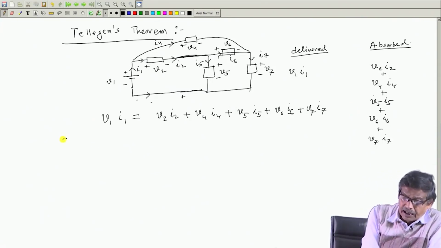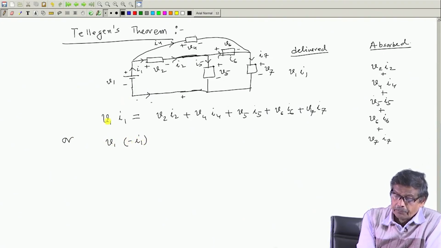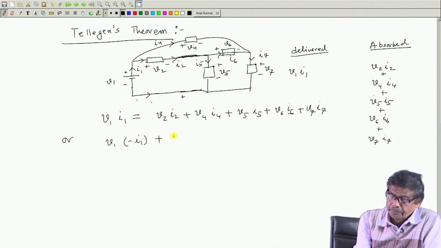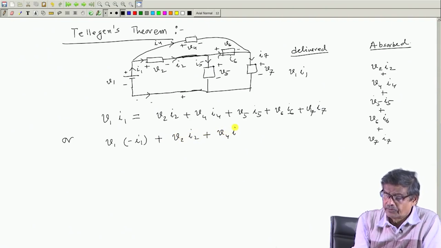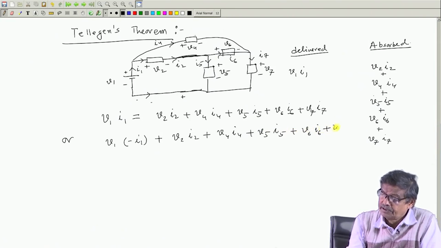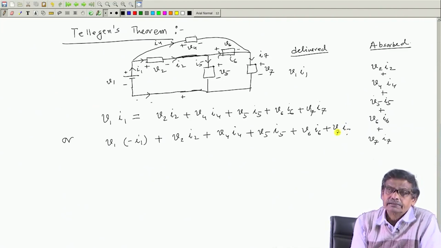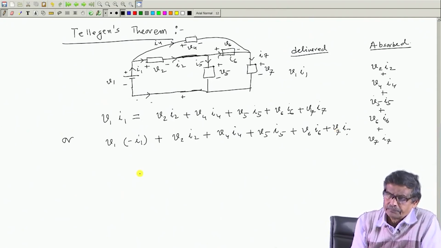Now, this equation I could also write like this: V1 minus I1, I will bring this term to the right, plus V2 I2 plus V4 I4 plus V5 I5 plus V6 I6 plus V7 I7. In that case, I have written all the elements as if they are absorbing power.